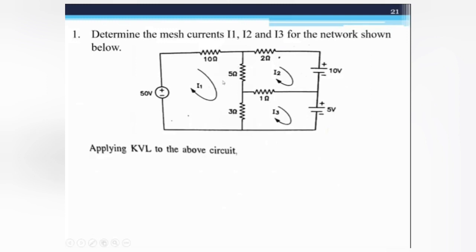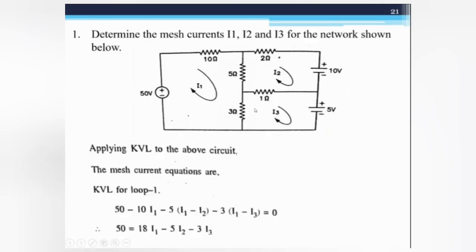Here in the 5 ohm resistor, if we consider the first loop, then I1 is positive and I2 is negative. Therefore, we take voltage drop 5 into I1 minus I2. Similarly, in the 3 ohm resistor, I1 is positive and I3 is negative. Then the voltage drop across the 3 ohm resistor is 3 into I1 minus I3. So when we expand that equation, our equation becomes 50 equal to 18I1 minus 5I2 minus 3I3. Right, this is our first equation for loop 1.